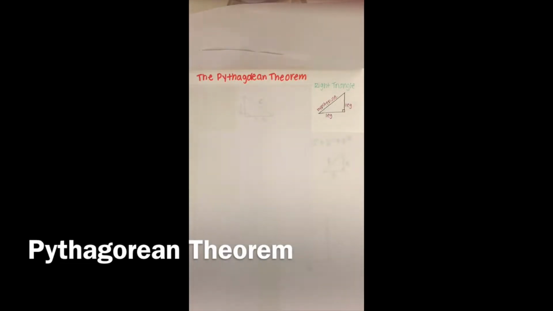Today we're going to learn about the Pythagorean Theorem. As we know, a right triangle is a triangle that has one right angle, and there's a leg, and the hypotenuse is the longest side. So these sides can be represented with the Pythagorean Theorem equation, which says a squared plus b squared equals c squared.